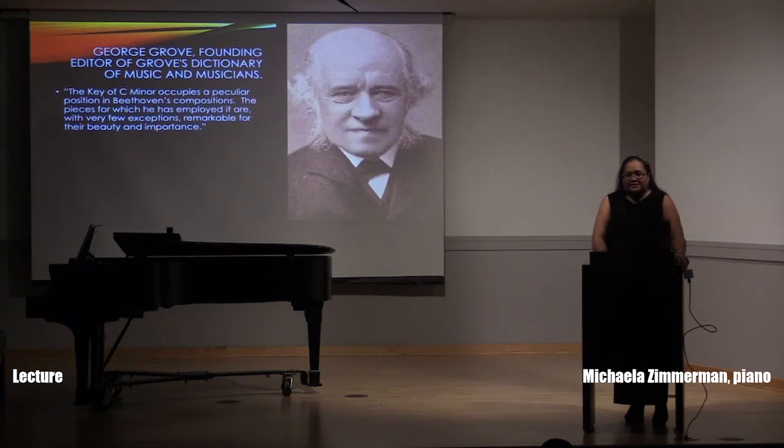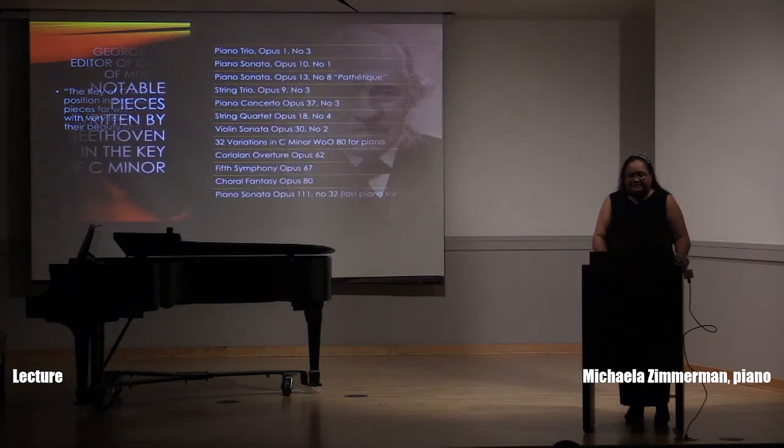In 1892, George Grove, the founding editor of Grove's Dictionary of Music and Musicians, wrote the following regarding the key of C minor in Beethoven. The key of C minor occupies a peculiar position in Beethoven's compositions. The pieces for which he has employed it are, with very few exceptions, remarkable for their beauty and importance.